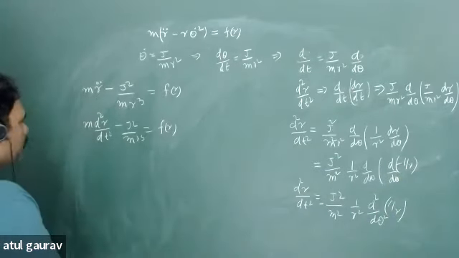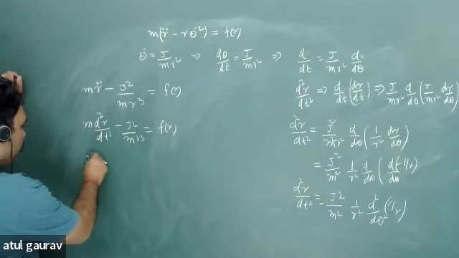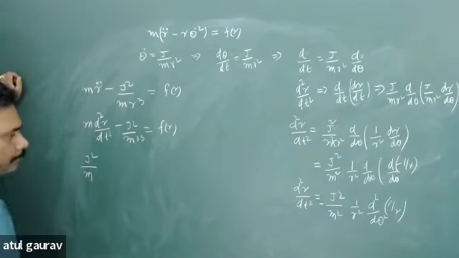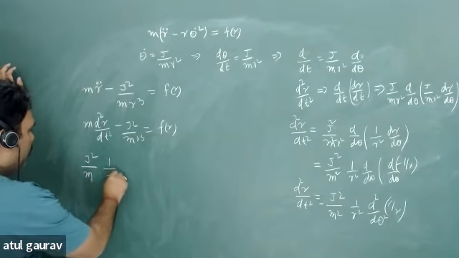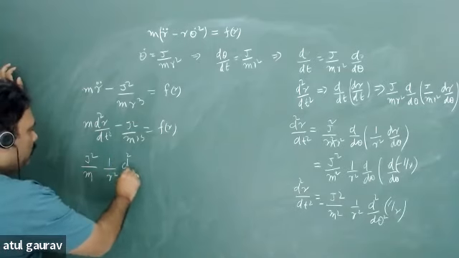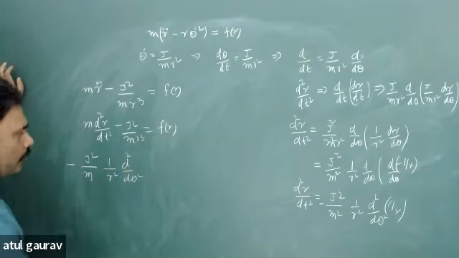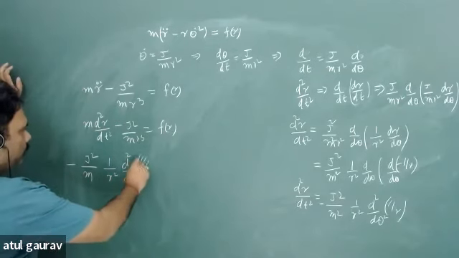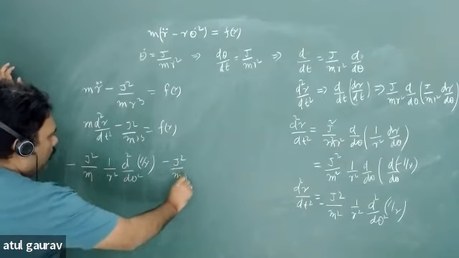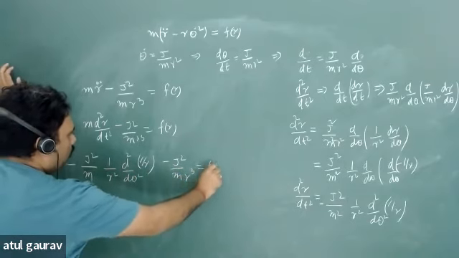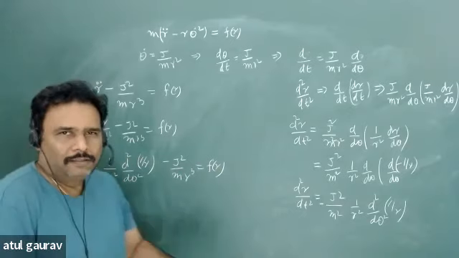So when we write this particular thing, 1 m and 1 m are going to cancel out. So we have j square upon m, and the second term is 1 upon r square d square upon d theta square, negative sign is also there, of 1 by r, minus j square upon m r cube is equal to Fr. So this looks a little bit clumsy, थोड़ा अजीब सा लग रहा है.